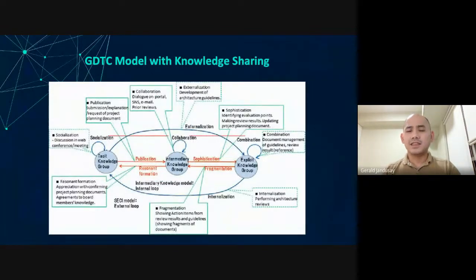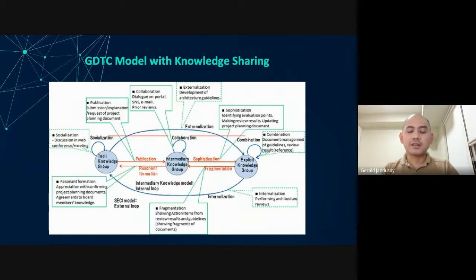All right, so this is the proposed GDTC model with knowledge sharing. In a traditional global company or communication, we usually employ only the TKG and EKG in the knowledge process. However, a great deal of communication during the meetings is necessary among stakeholders. So this shows that the proposed GDTC model adds IKG, meaning we incorporated the intermediary knowledge group for this model.